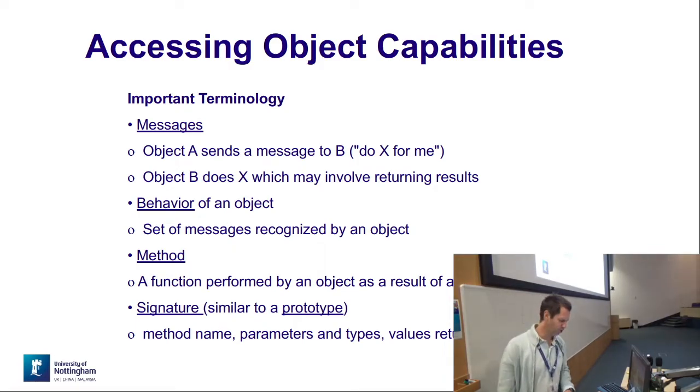And then signature is similar to a prototype. These terms are very similar, right? A signature is a method name, the input parameters and types, and then the values returned. So the first line of a method, right? That's a method signature. And I'm just mentioning all these terms because I'll be using them during the next lectures about object-oriented design, or you'll be using them a lot.